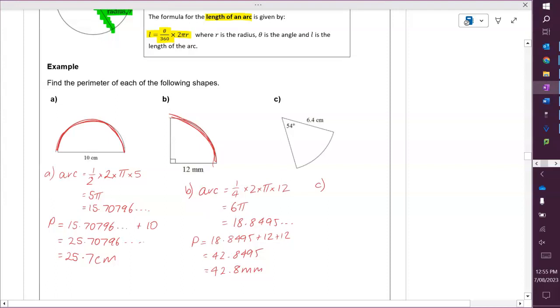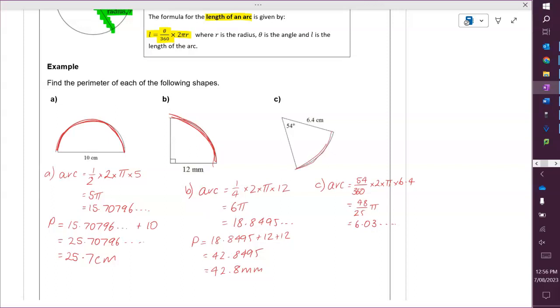And our last one here, we now have a part of a circle. So I'm still finding the arc length. This time I don't have a quarter or a half, so I have to use the angle that's there. So 54/360 times 2 times pi times the radius, which is 6.4. If I punch all of that into my calculator, if I want to keep it as my exact form, this is what I end up with, 48/25 times pi. If I want it as a decimal, I get 6.03 continuing.